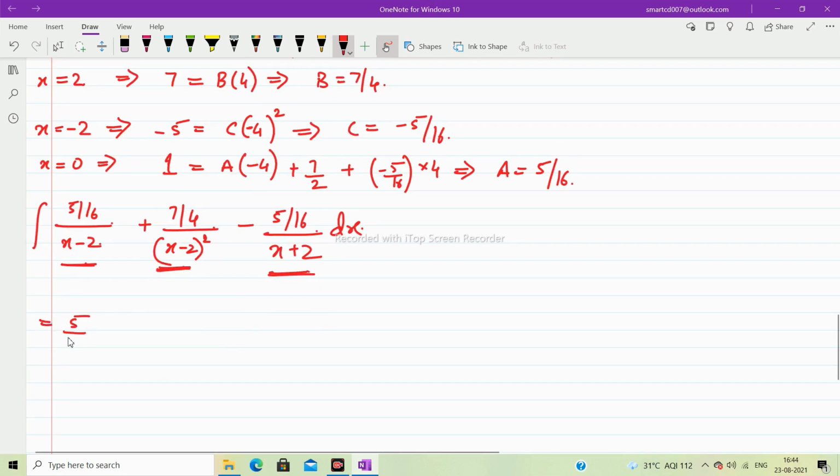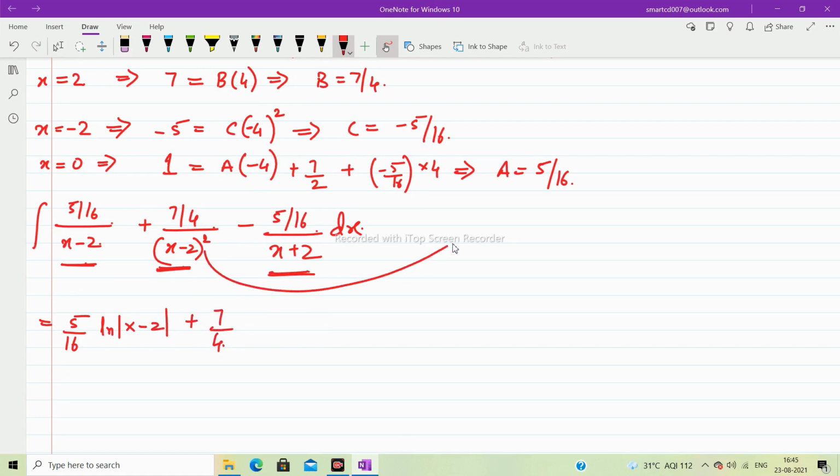Answer, so this is 5 by 16 ln x minus 2 plus 7 by 4. Now see this part, this is x minus 2 raised to minus 2. So I can use the formula of x raised to n plus 1 upon n plus 1. So this will be x minus 2 raised to minus 2 plus 1 upon minus 2 plus 1, minus 5 by 16 ln x plus 2 plus c.